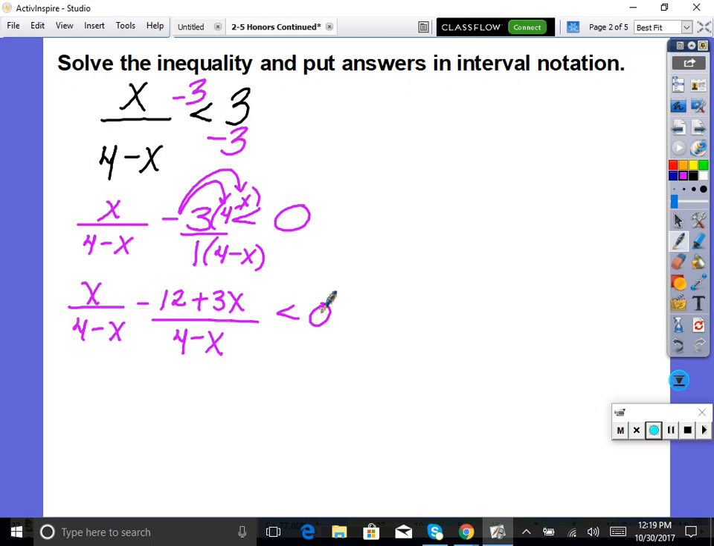Now, because we have a common denominator, we can combine the numerator. Can't we? Okay. So we would have x plus 3x. We wouldn't distribute the negative because didn't we already distribute the negative right here? Okay. So that would be 4x, right? Combining the tops. 4x minus 12 all over 4 minus x. I just combined this into one rational.